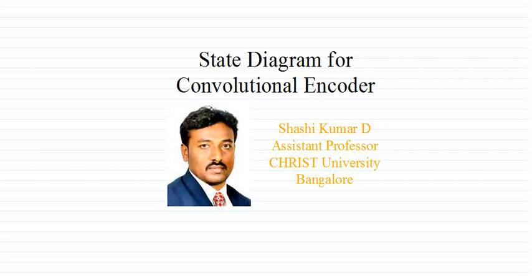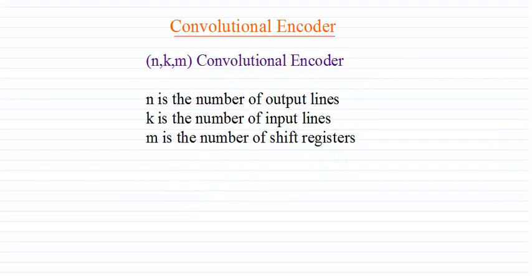Dear students, in this lecture we will see how to draw the state diagram for a convolutional encoder. In the previous lecture we have seen how to draw the state transition table for a convolutional encoder, and here, as we have already discussed, any convolutional encoder can be represented as (n, k, m), where n is the number of output lines, k is the input lines, and m is the number of shift registers.